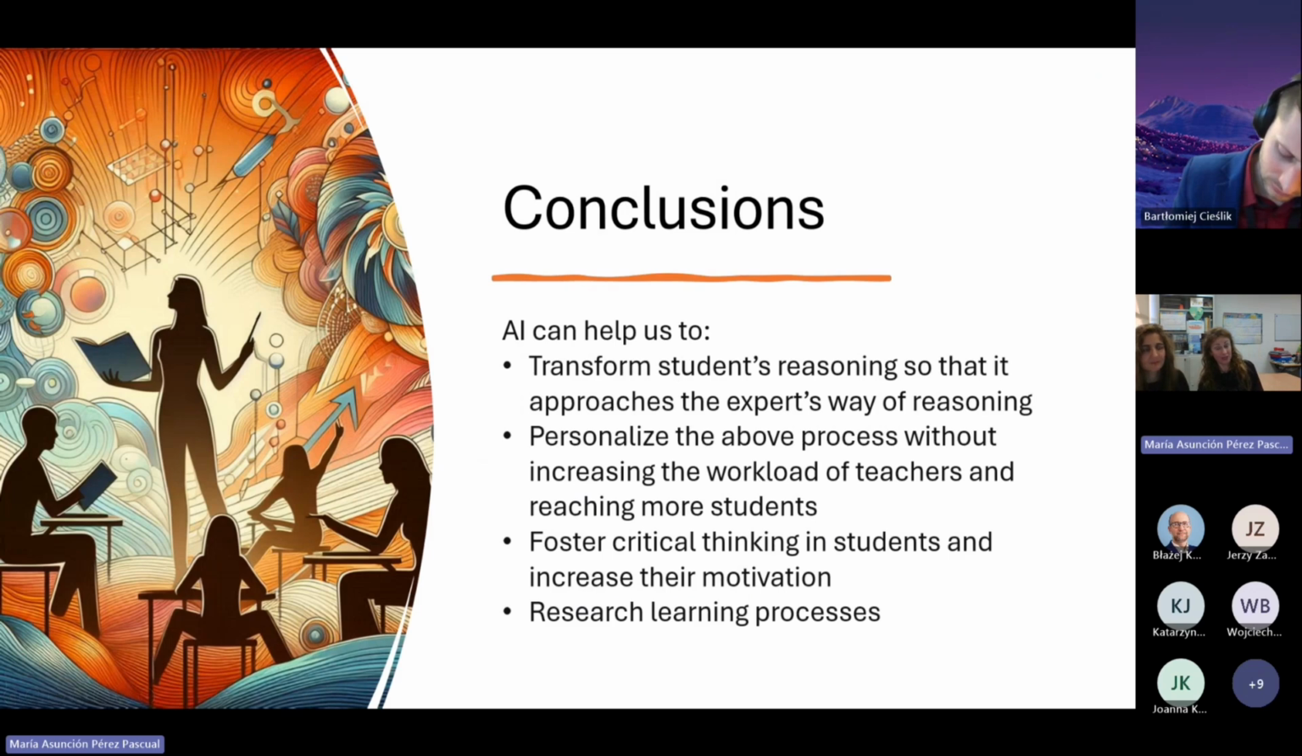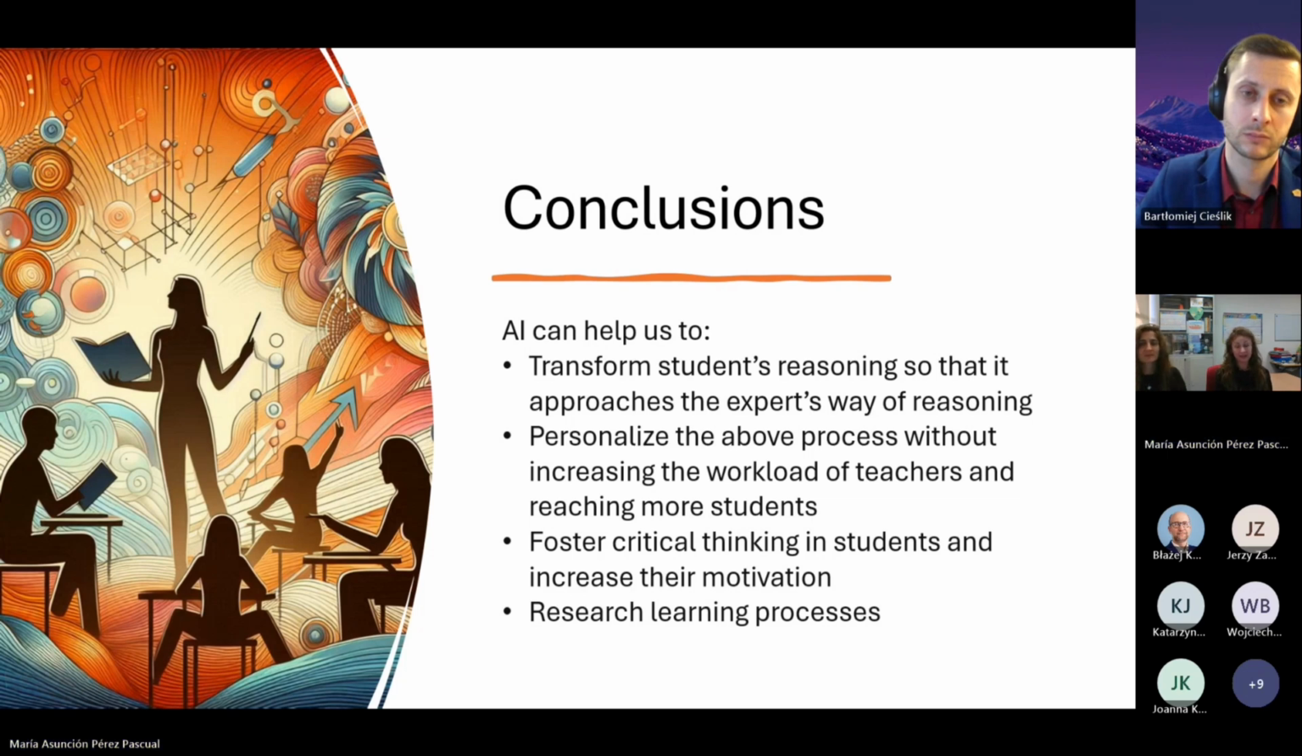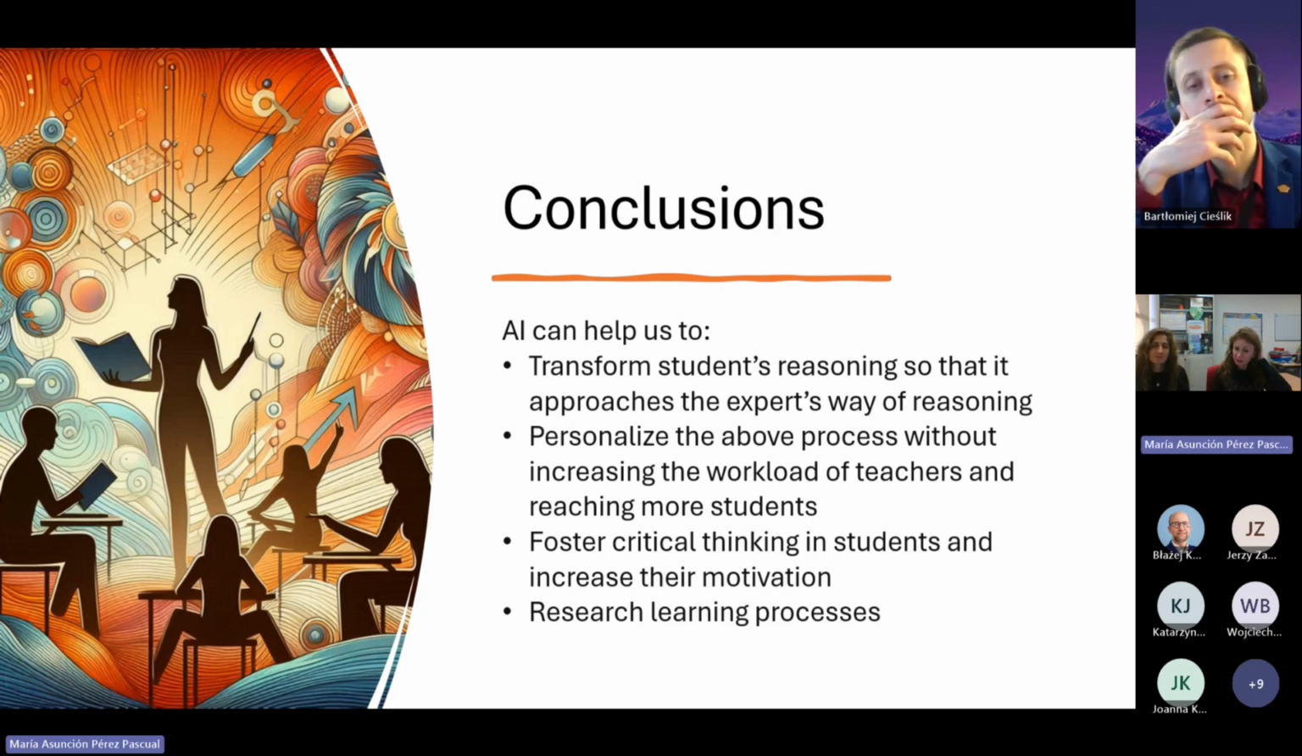And we hope, our expectation is that using this artificial intelligence tutor, we can transform a student's reasoning so that it approaches the expert way of reasoning. We can personalize the process without increasing the workload of teachers. That is very important. We have a large amount of workload, so we can help teachers to analyze the students' way of reasoning, and we can foster critical thinking in students and increase their motivation, and continue with our research about learning processes that we know are very important for all the subjects, for all the disciplines.